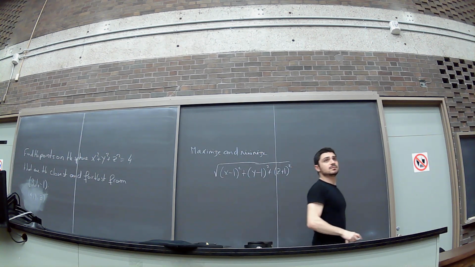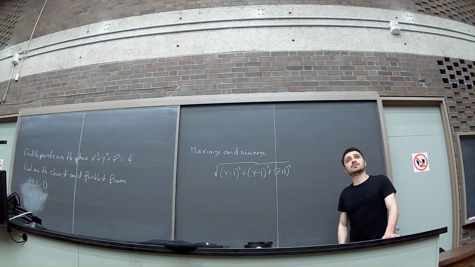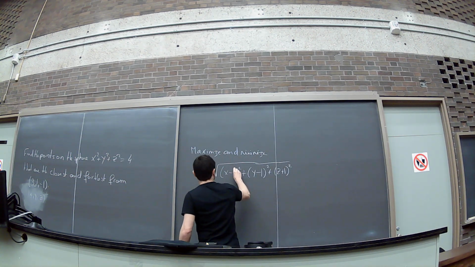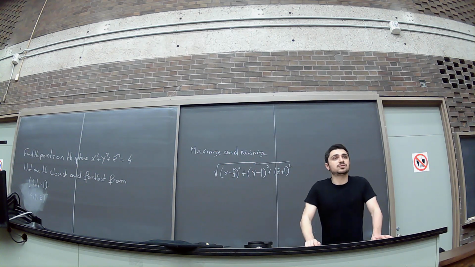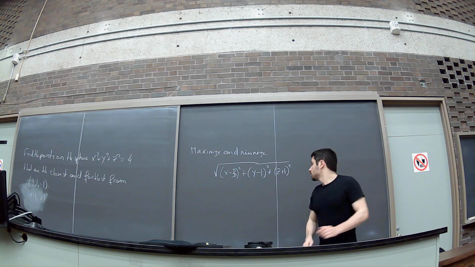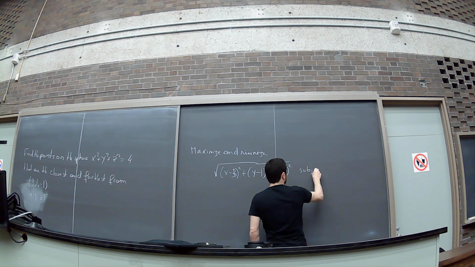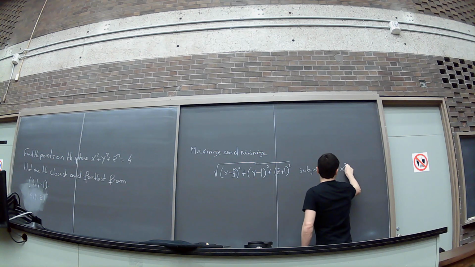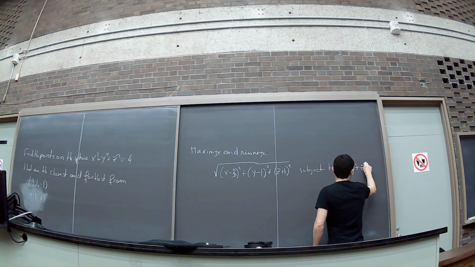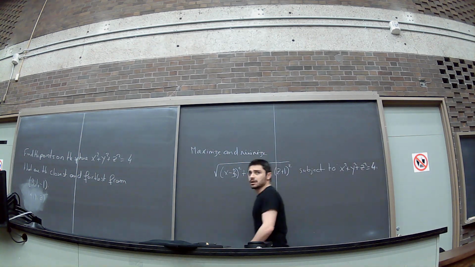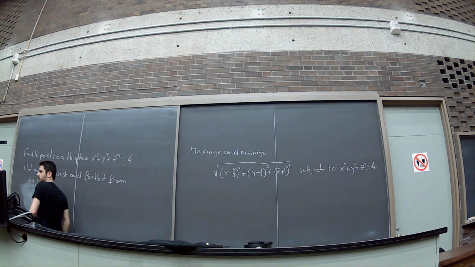Subject to what constraint? What is the constraint? X squared plus y squared plus z squared equals 4. Exactly. Thank you.